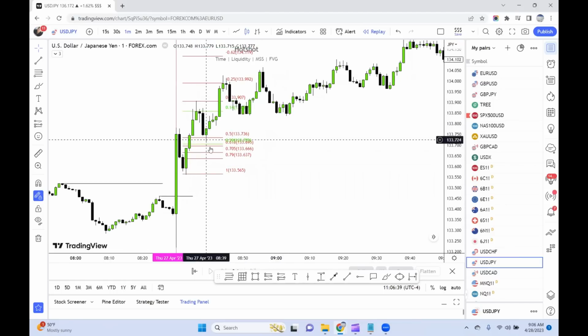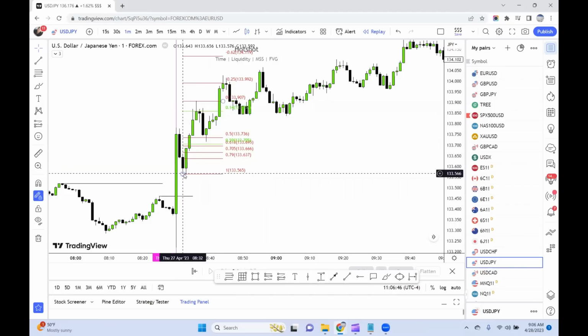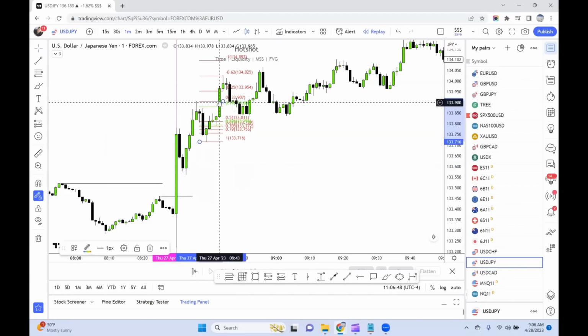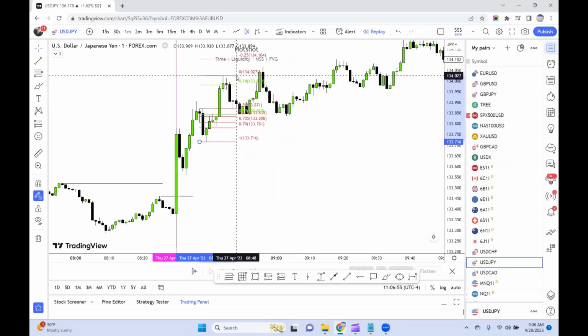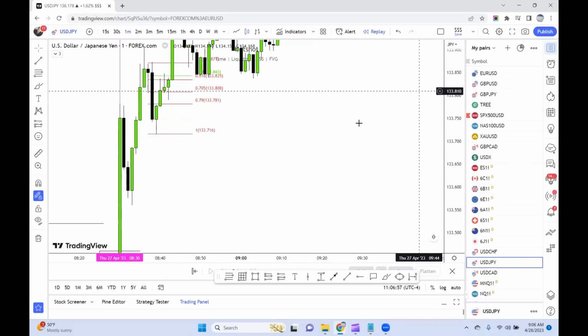And again, it didn't tap into our optimal trade entry. Let's say we had our buy limit set right there. It never triggered us in. Instead, it took out another high. So we're going to drag again to the new high. And boom, look at this one. Right here to the new high. Boom. And look at what it does.